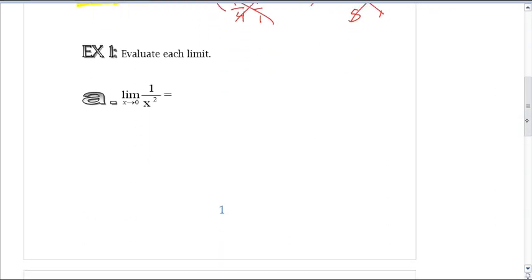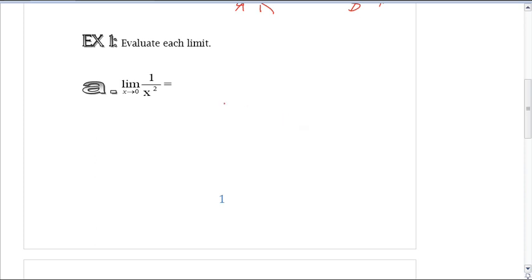But let's try one. It says evaluate each limit. Okay, so I'm going to plug in a 0. I get 1 over 0 squared. Now it's not indeterminate. It's not 0 over 0, so we're in good shape. In this case, you basically have 1 over little, which makes big. And how big? Well, that makes infinity. Done. That's how easy this is.